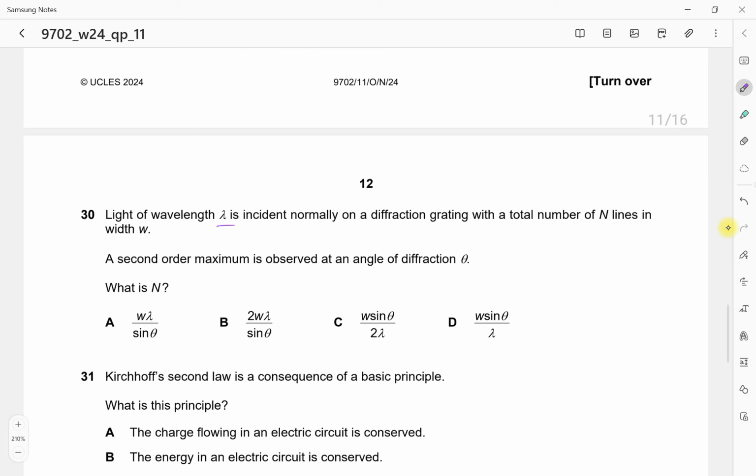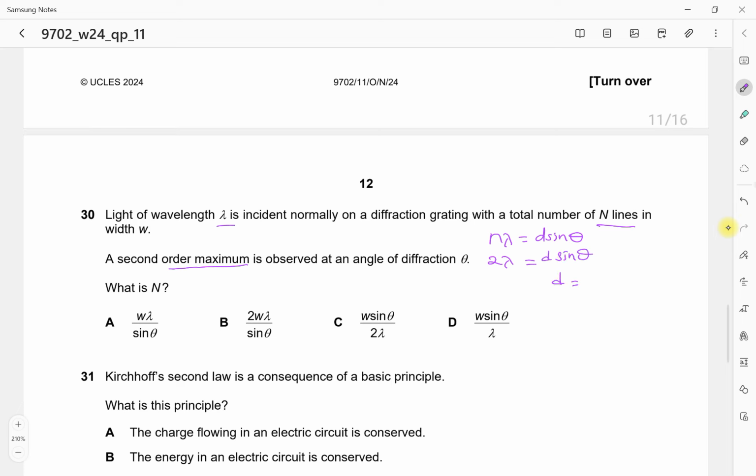Light of wavelength lambda is incident normally on a diffraction grating with a total number of N lines in width W. A second order maximum is observed at an angle of diffraction theta. What is N? So from the diffraction equation, n lambda equals d sine theta, and n is 2. So 2 times lambda equals d sine theta.